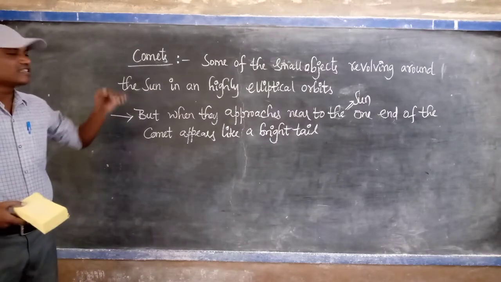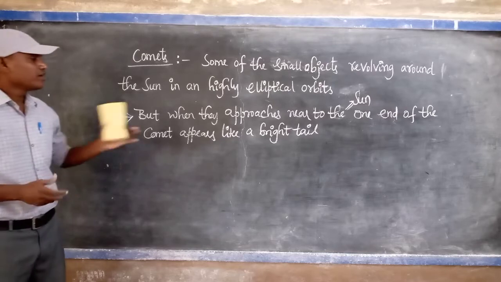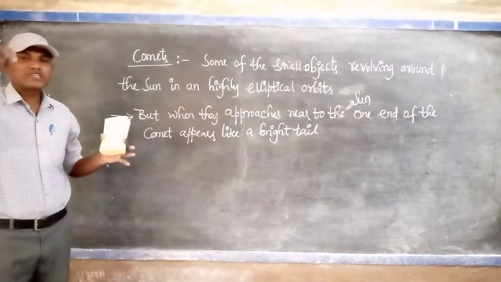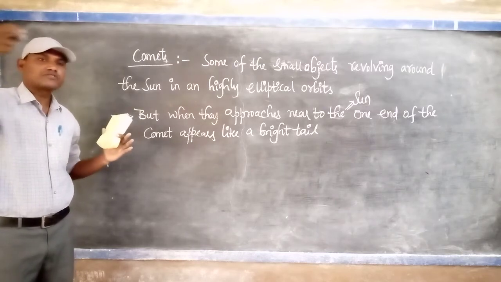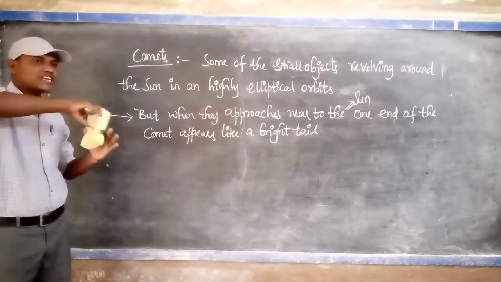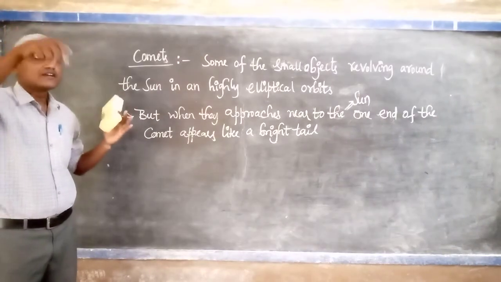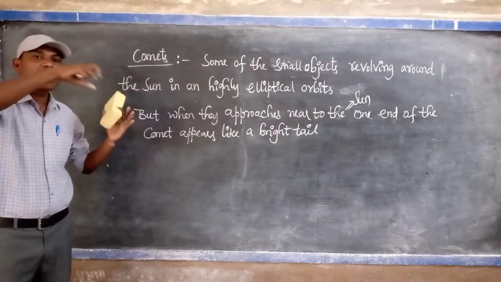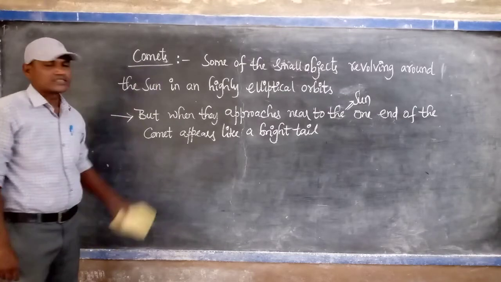So why is this tail always opposite to the sunlight? The comet has some dust and gas. That's why, when it enters near the sun's atmosphere and the sunlight falls on it, due to the high intensity of the sunlight, the dust and gas carried along with the comet appear like a bright shining tail. What is that one? Comet.